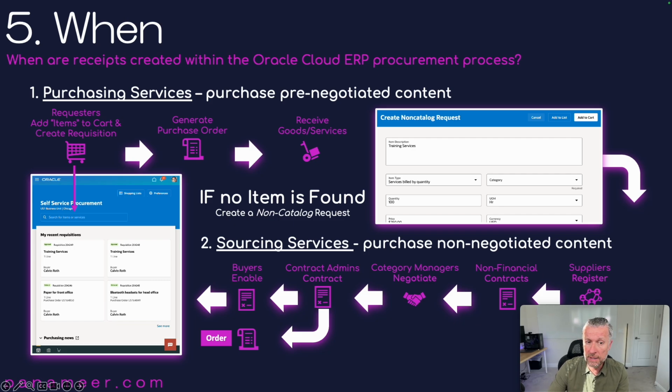And what you don't see here is you actually could receive that purchase order as well. So yes, you typically see the receipt being created for pre-negotiated content, as in My Receipts, but you could also have receipts for larger non-negotiated content items as well.